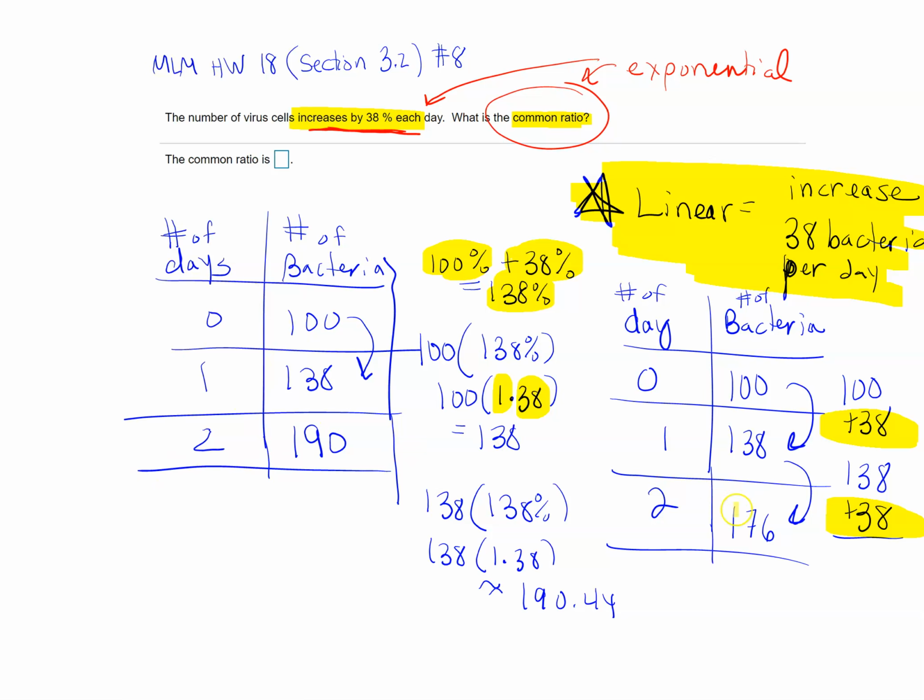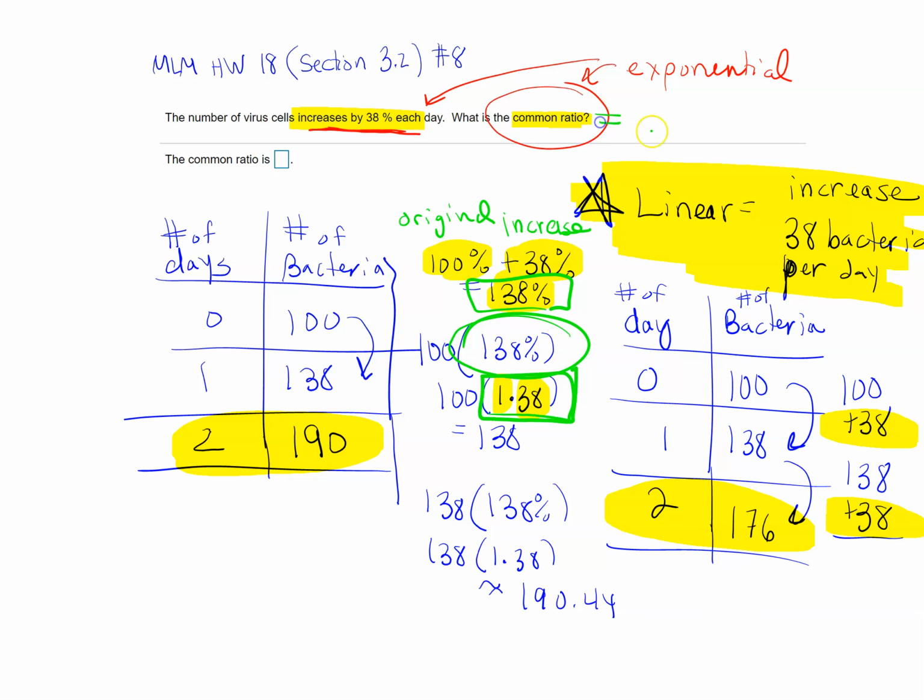So I can see now that's different than my linear amount on day 2. My linear amount on day 2 would be 176 bacteria, but my exponential amount on day 2 is 190 bacteria. So that common ratio is the number we're repeatedly multiplying by. If I'm increasing by 38%, I have that original 100% going on, the new amount is 138% of the old amount. So my common ratio, the number I actually multiply by, is going to be 1.38. I need to multiply by a number greater than 1 to create larger and larger outputs every day.